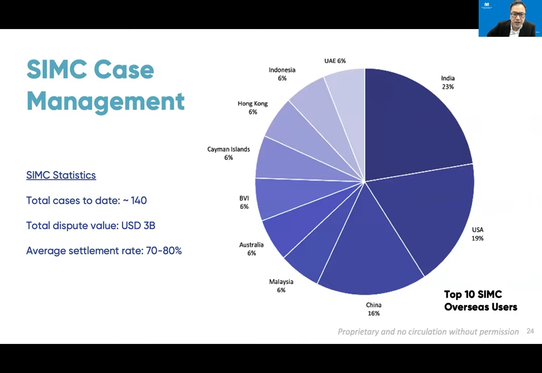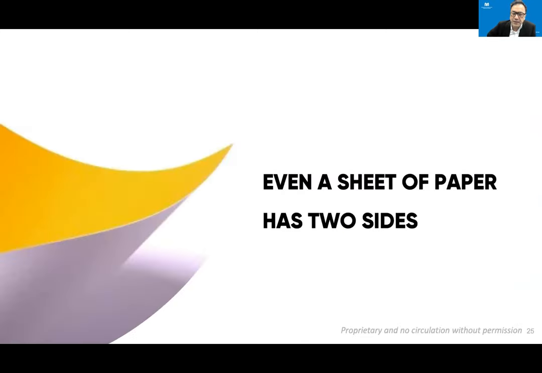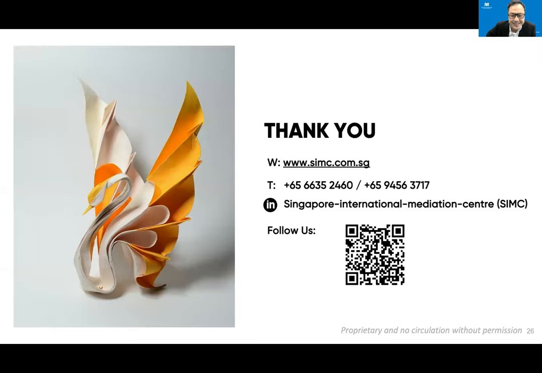So in my last two charts, even a sheet of paper has two sides. There are always two ways to look at a dispute. The question is, rather than fighting it out, whether the parties are willing to resolve this in a creative way, so that you could form a beautiful origami like you see in this picture here. So on this basis, I thank you for spending time with us. Hope that helps. Thank you.